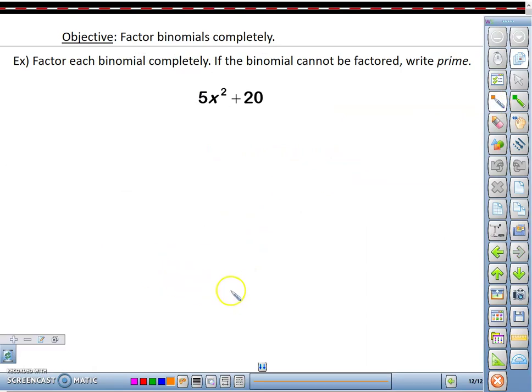So here we have 5x squared plus 20. Again, beginning with our greatest common factor. So once again, our second term has no power of x, so no x's in our GCF. Our numbers are 5 and 20 though, and 5 and 20 are both multiples of 5, so that means that we have a common factor of 5. So our GCF is actually 5 here. So 5x squared would be our 5 times x squared. And 20 would be the 5 times 4.